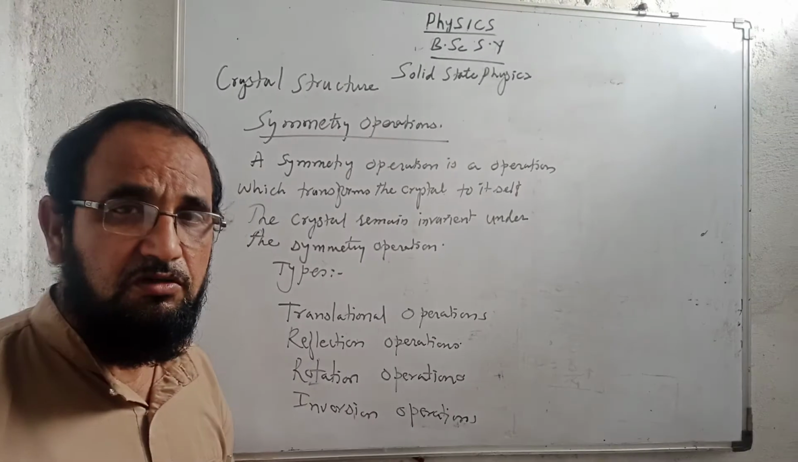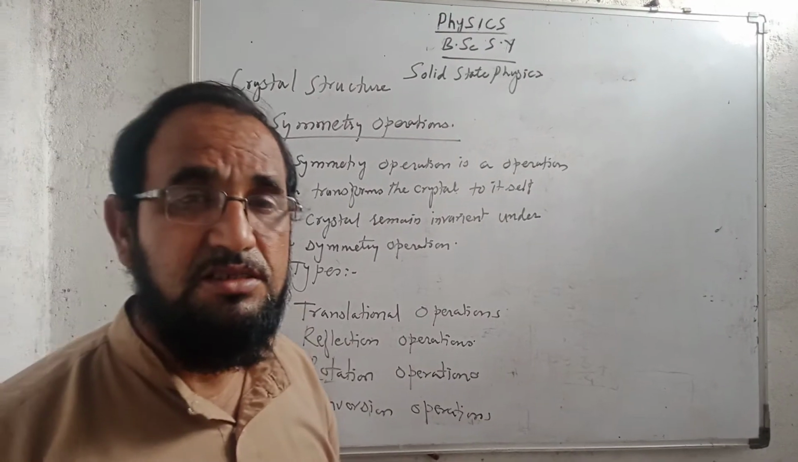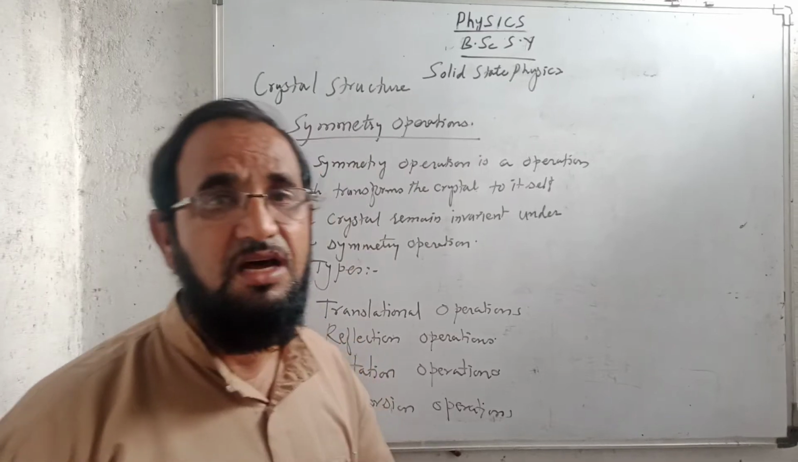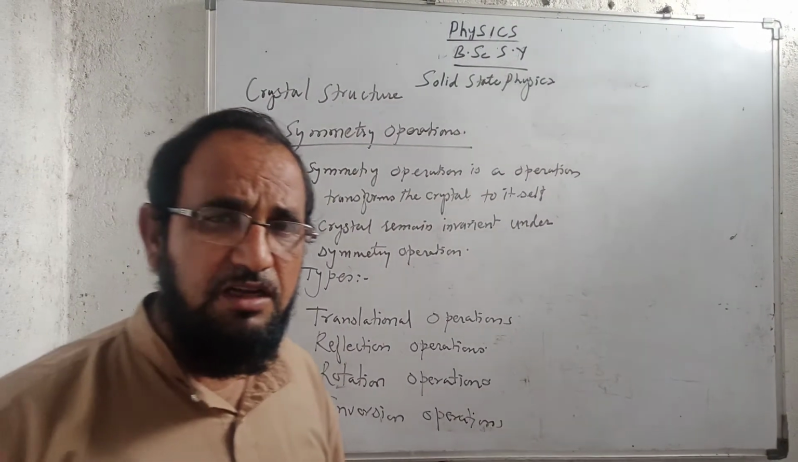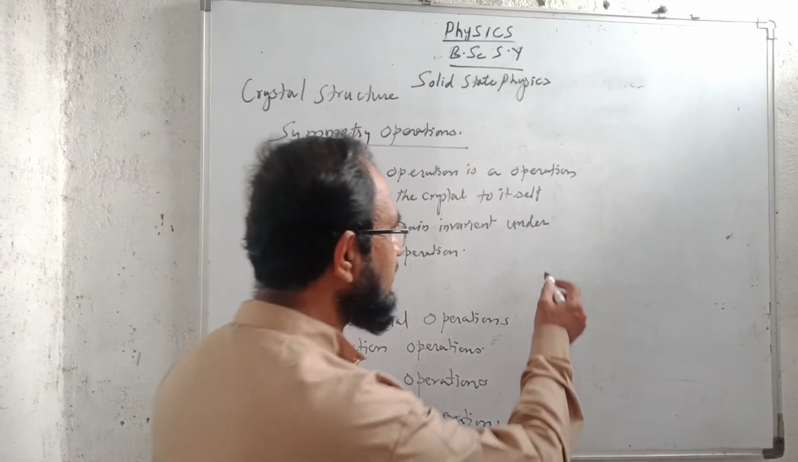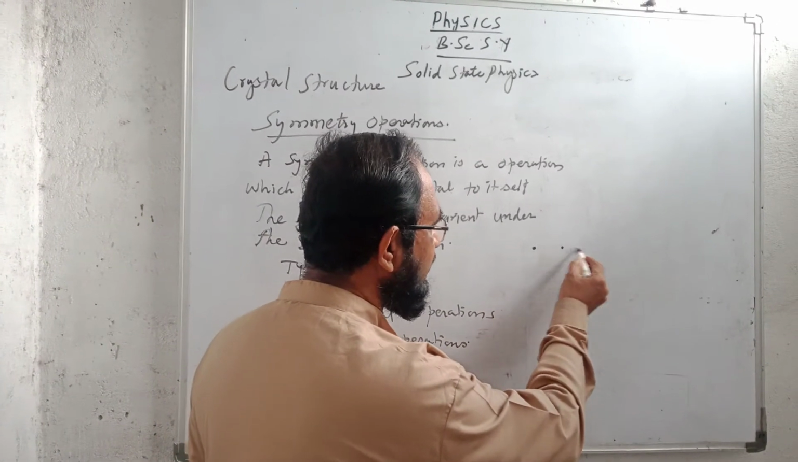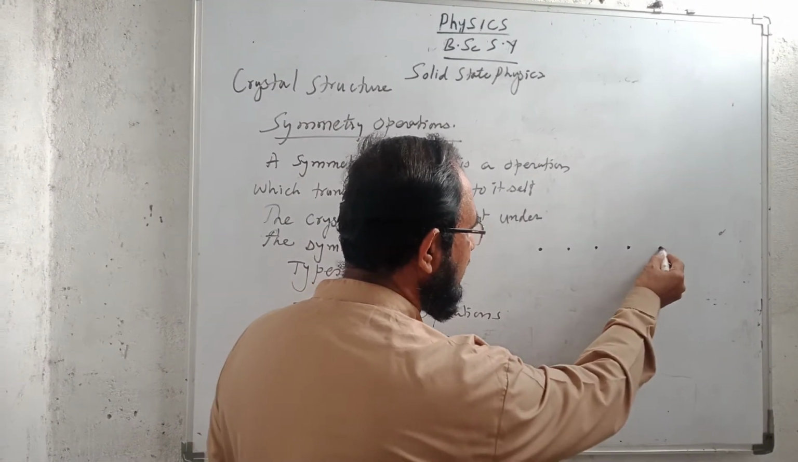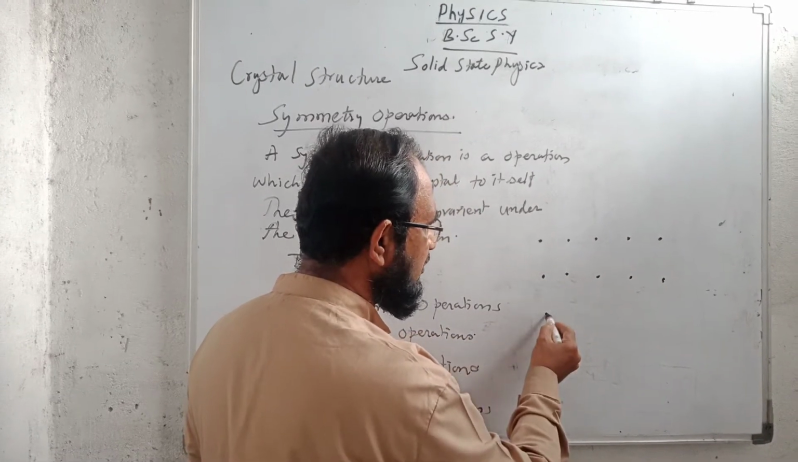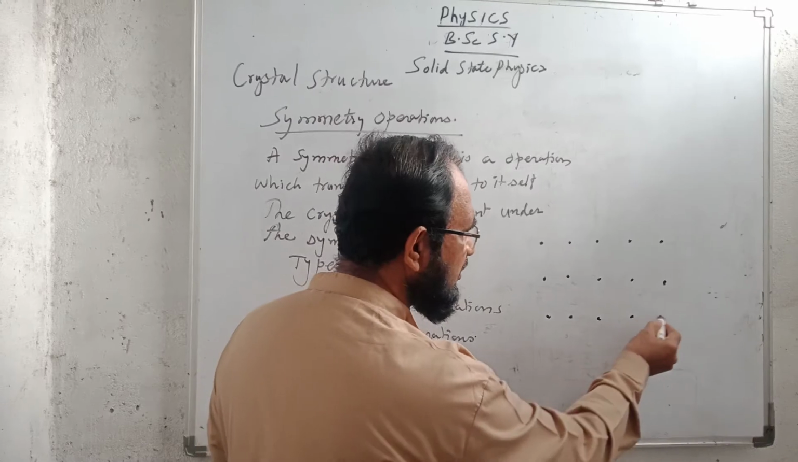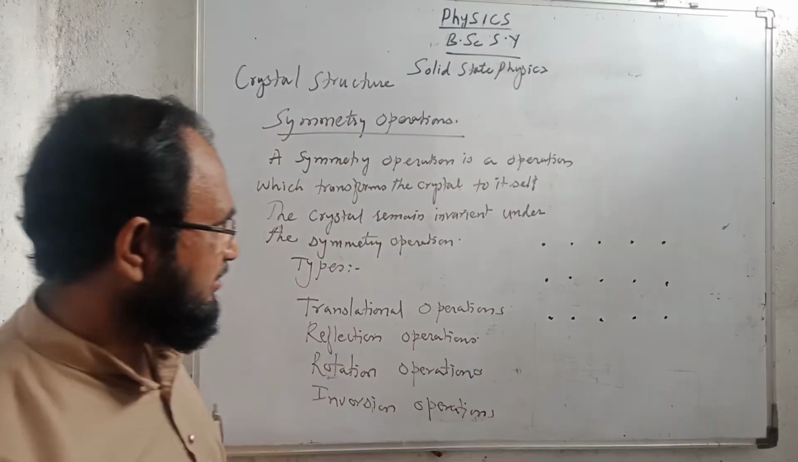Now today we are going to learn about the symmetry operations applied to a lattice point. We know very well that the lattice consists of the systematic arrangement of points, and these points are equidistant. They are arranged in a very systematic manner.